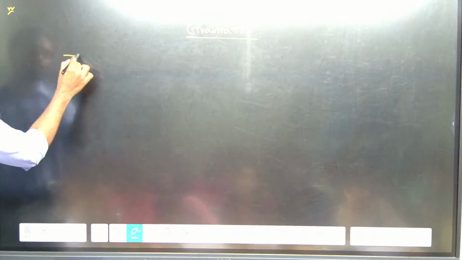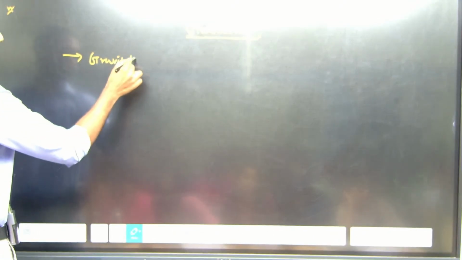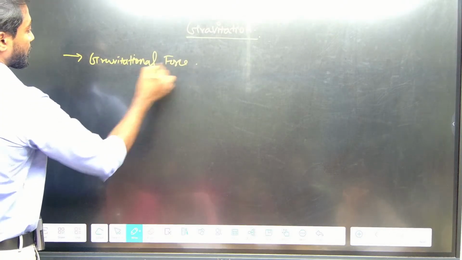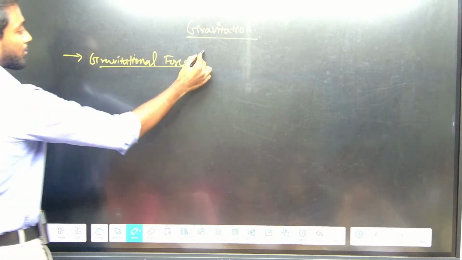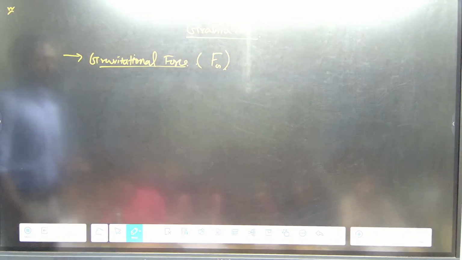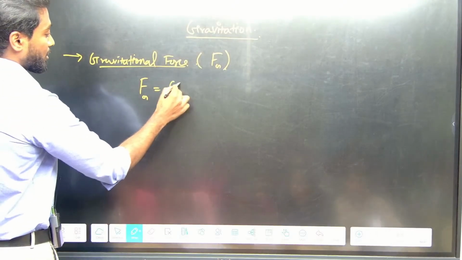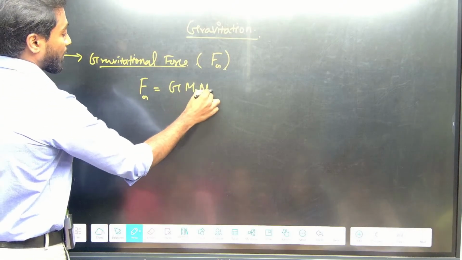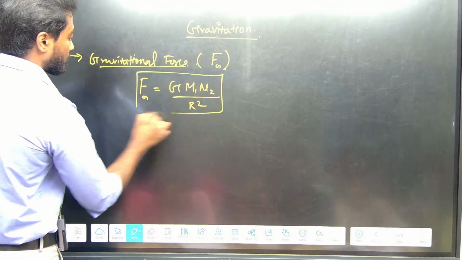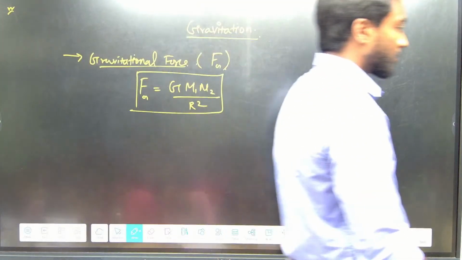The first one is gravitational force. So the formula is F equals G m1 m2 by r square.